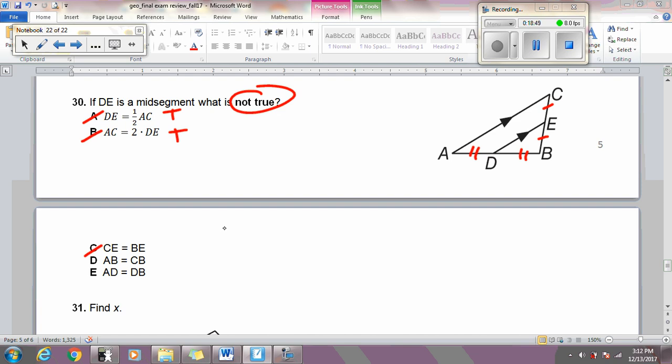AB, A to B, which is the whole side here, is equal to CB. Not necessarily. Not necessarily. E says AD is equal to DB. That is true. So the answer was D.